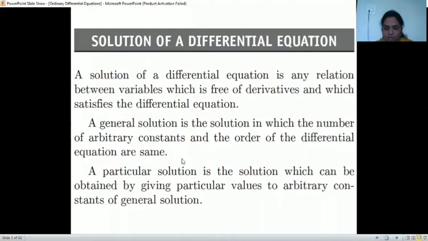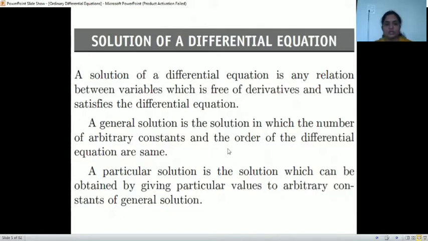Okay, then how to solve? A solution of a differential equation is any relation between variables which is free of derivatives and which satisfies the differential equation. That is, after solving, a solution is something in which we cannot finally see the derivative term. Derivative terms should get removed, and whatever equation we obtain, it must satisfy the given differential equation. That is called the solution.